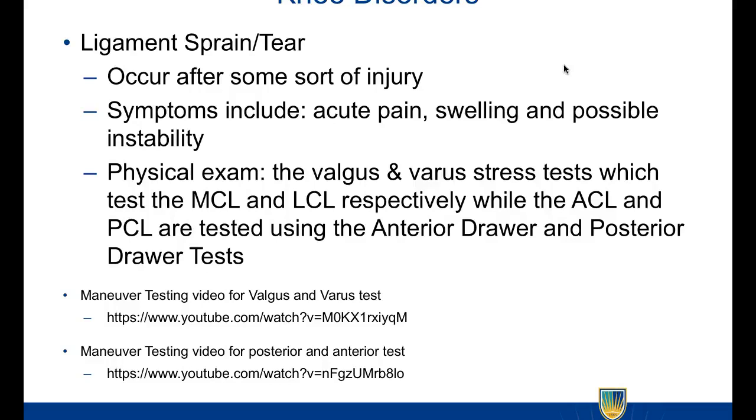Ligament strains or tears occur after some sort of injury. Symptoms include acute pain, swelling, and possible instability. Physical exam should include the valgus and varus tests, which test the MCL and LCL respectively, and they're performed at 30 degrees and 0 degrees. The ACL and PCL are tested using the anterior drawer and posterior drawer tests. Below are links that will show you step-by-step demonstrations of how these tests are performed.